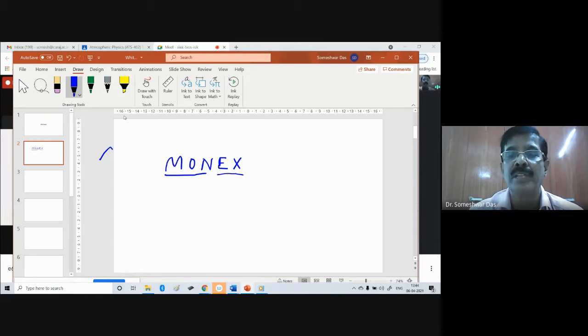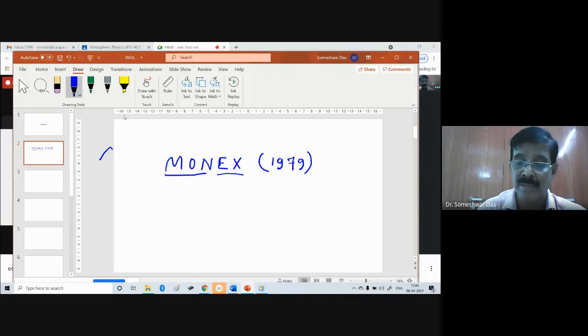The monsoon experiment was conducted in 1979. This is also quite old, right? Almost 42 years ago, roughly. And MONEX was conducted over the Indian Ocean region, the North Indian Ocean region, including the Bay of Bengal and the Arabian Sea.